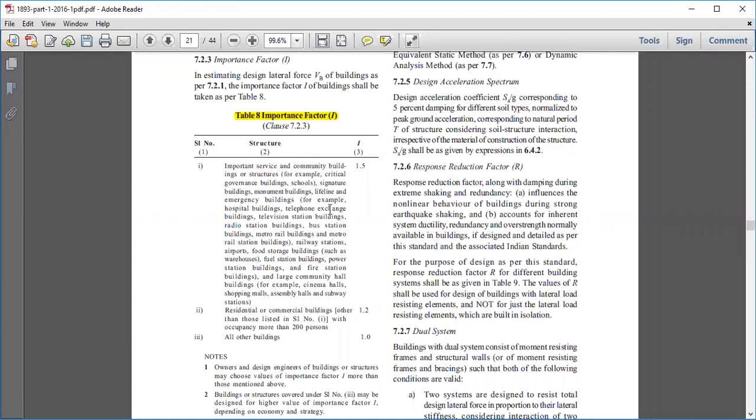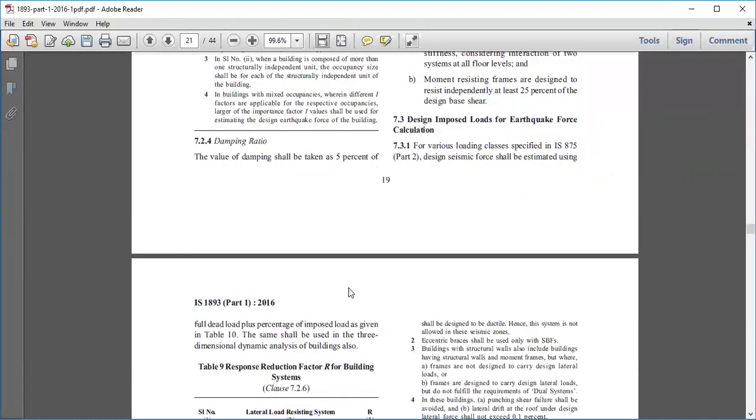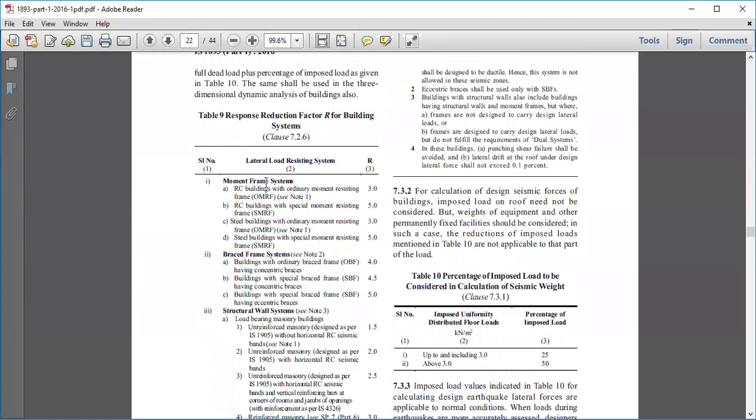As it is an office building, if I look into this very carefully, residential or commercial buildings other than those listed in 1 is 1.2. Any office building I can take as 1.2, while 1.5 is for buildings like critical governance buildings, schools, monument buildings, hospitals, telephone exchanges, television stations, etc. Any office I cannot list under this, so I will put it under a commercial building, importance factor 1.2, and the response reduction factor.